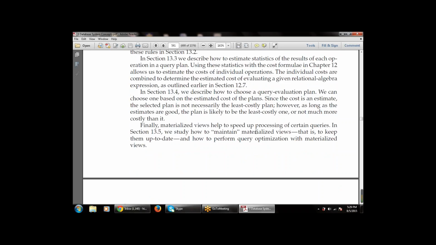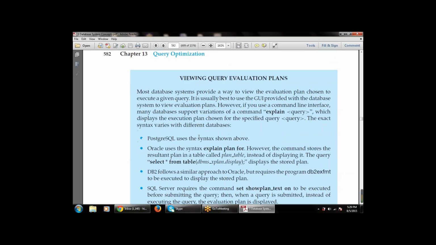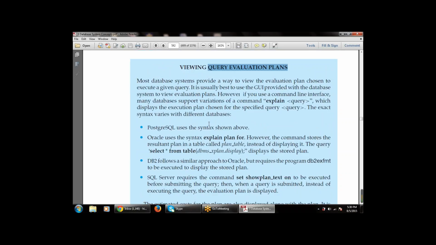So finally, the materialized view helps to speed up the processing of certain queries that will be maintained for query optimization. Now, viewing the query evaluation plans, what are the various methods, what are the various terms that will be used for planning the query evaluation, that is, how to evaluate the query in a proper manner. So there will be a GUI, a graphical user interface, that is used to define the database with the various applications or to view the evaluation plans. It will use the command explain query, which displays the execution plan chosen for the specified query, and the exact syntax varies with the different databases.